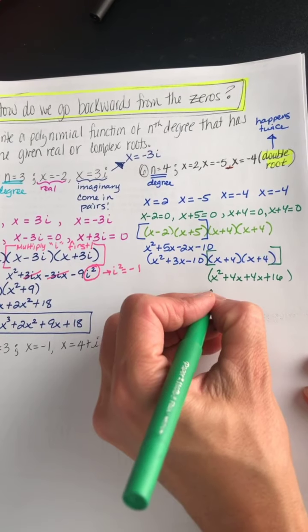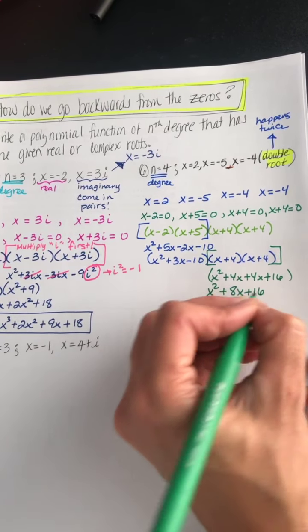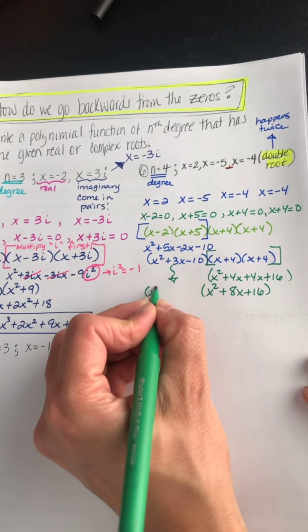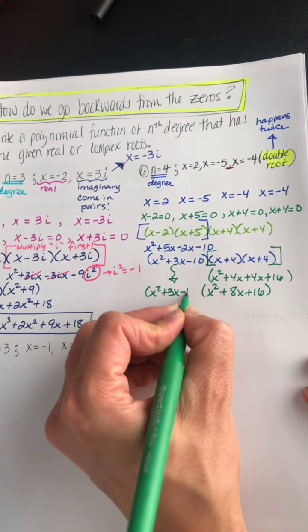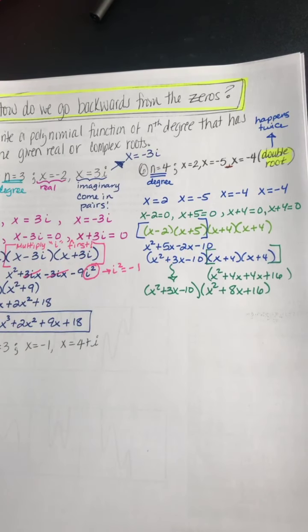Oh, I got to simplify that. So x squared plus 8x plus 16 after we combine like terms. All right, bring down this one: x squared plus 3x minus 10. And we got to FOIL that bad boy out. That's going to take some foiling.